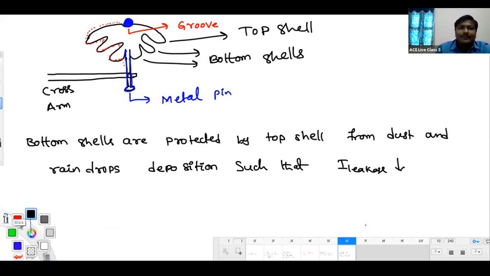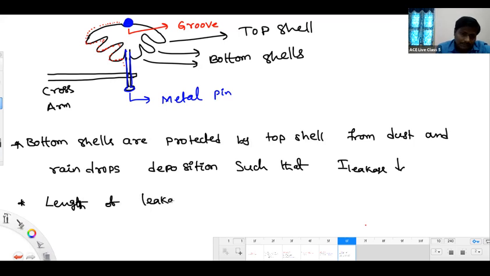Right? So the other reason why we are keeping this many shells is that the length of the leakage current path is more. You can see. Okay. Next.